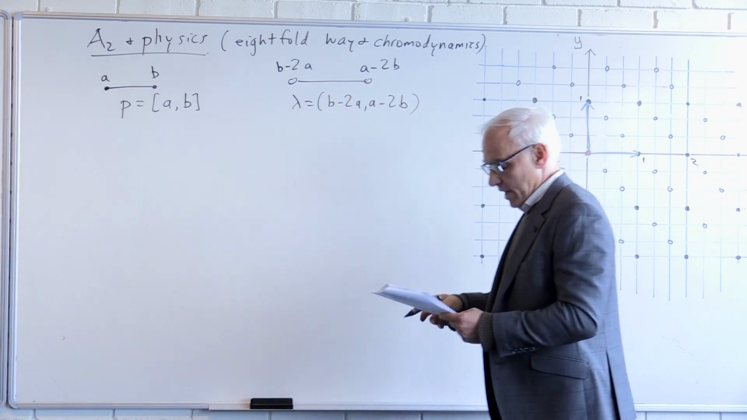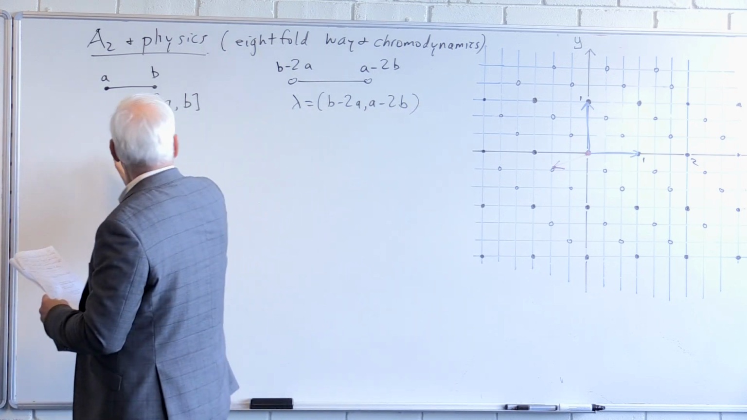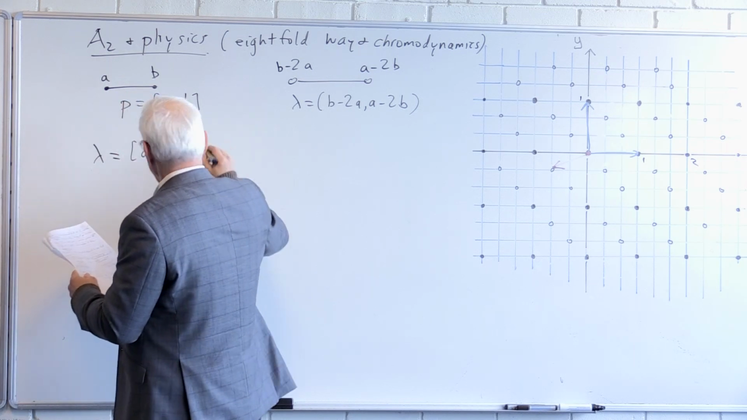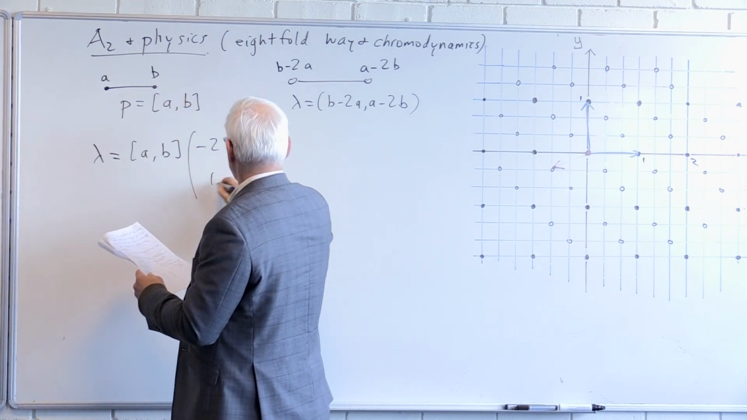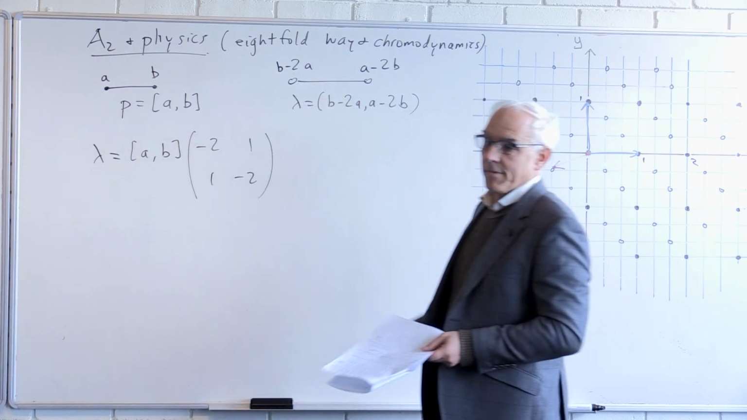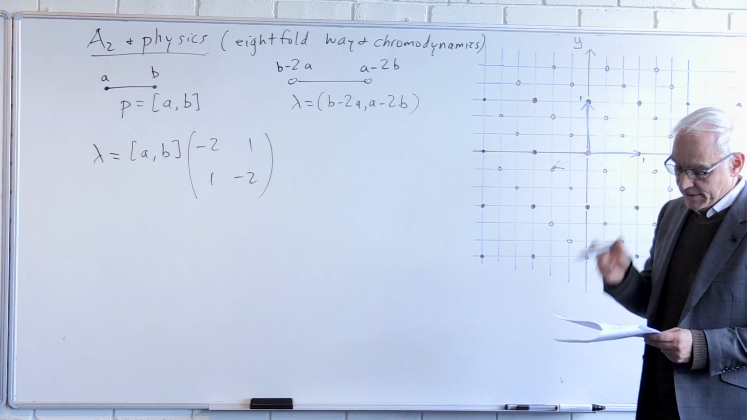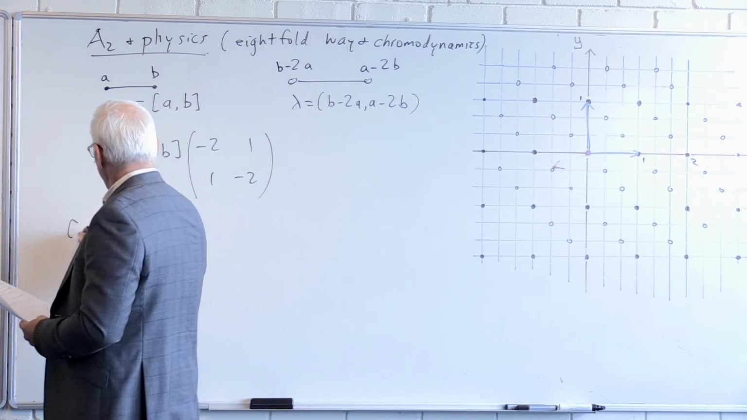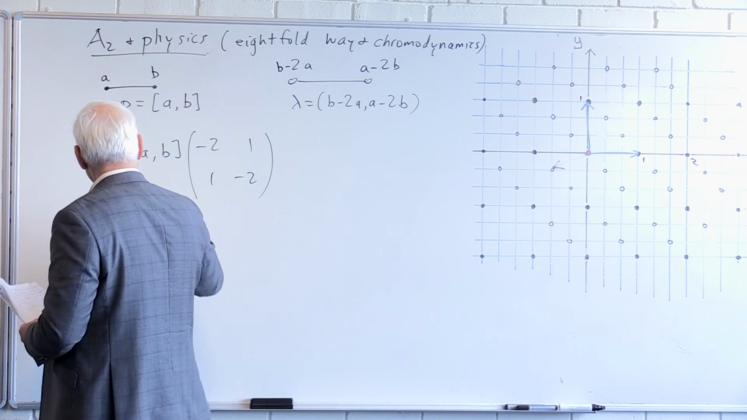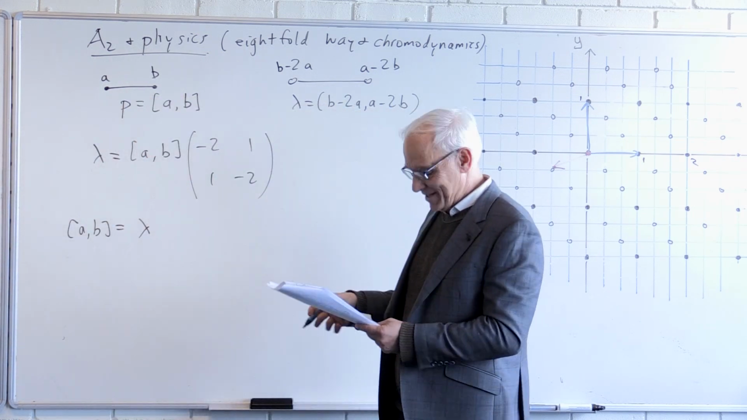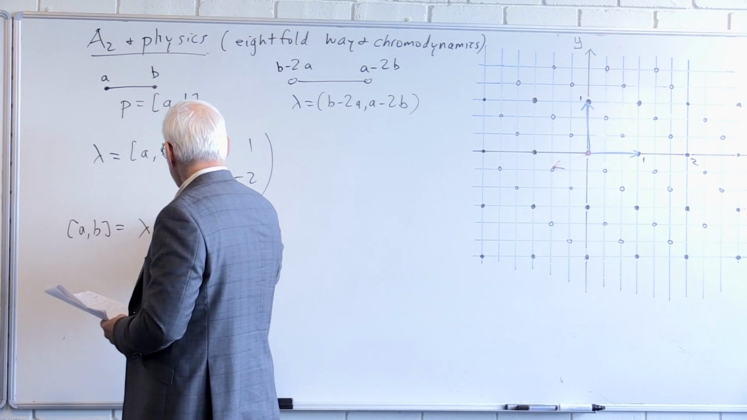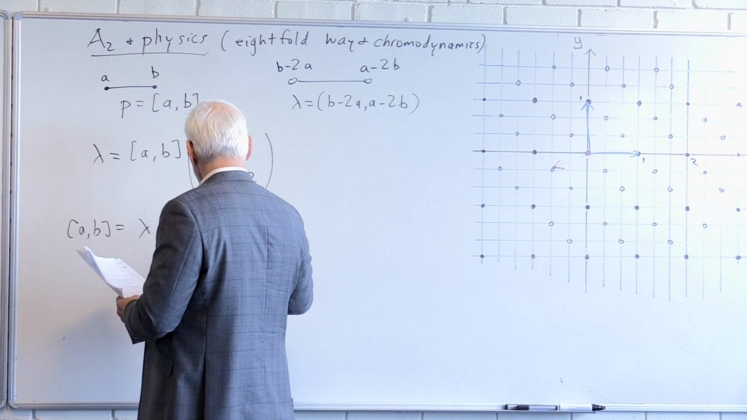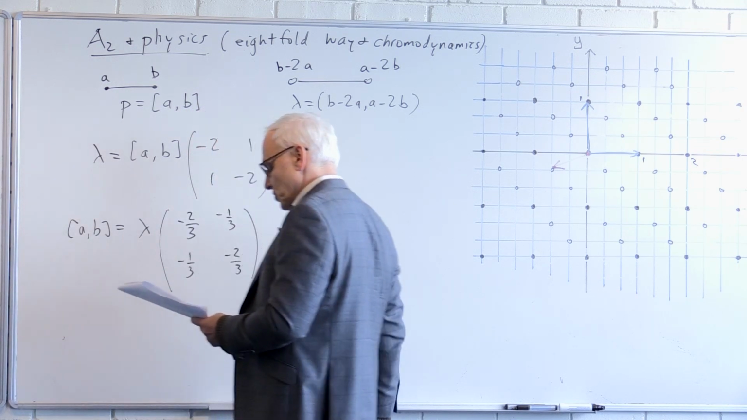And how to go from one to the other? Well, we can say that lambda is equal to AB, as a vector, times the Cartan matrix multiplied by minus 1. That's how we go from one step to the other. Now, if we want to go backwards, to find out what AB is in terms of lambda, we have to multiply by the inverse of this matrix, which is the following: minus 2/3, minus 1/3, minus 1/3, and minus 2/3. So we get some fractions involved here.